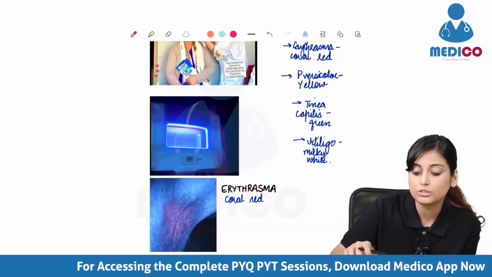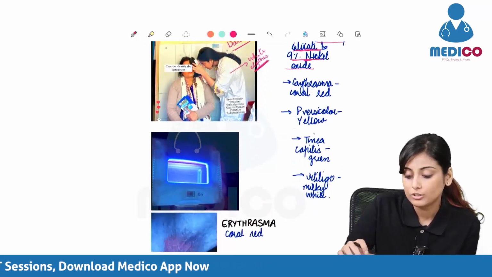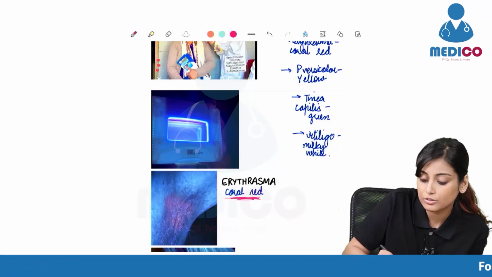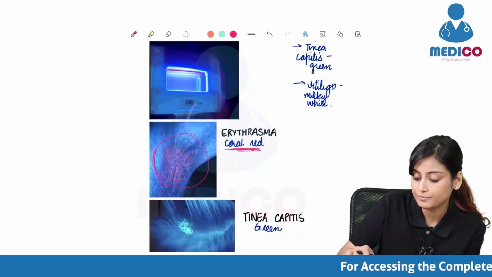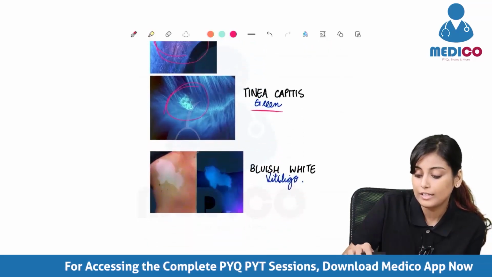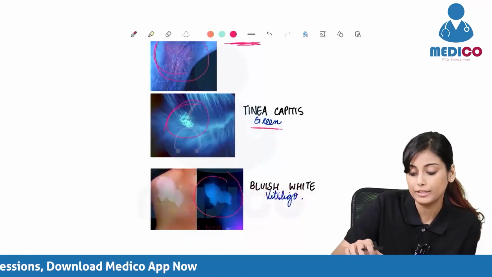Now the question was, how do various things look under a Woods lamp? Erythrasma will give a coral red color. So you can see that it's coral red here. Tinea capitis will be greenish. Then vitiligo will be bluish white. So you can see that it is appearing just like that.